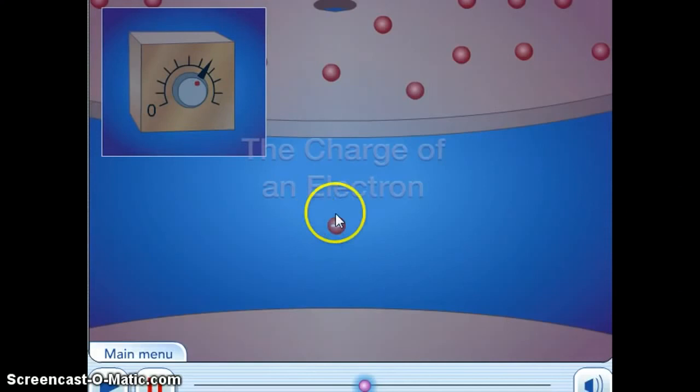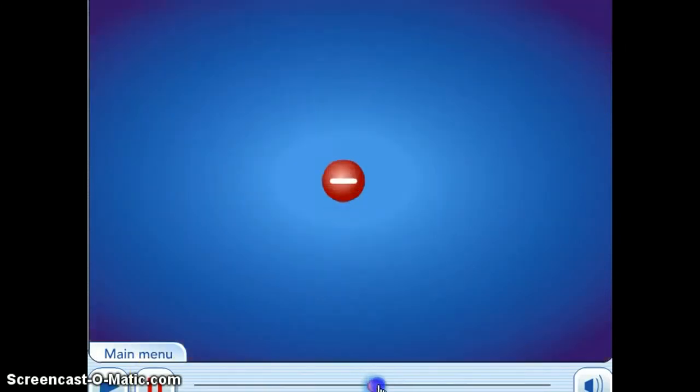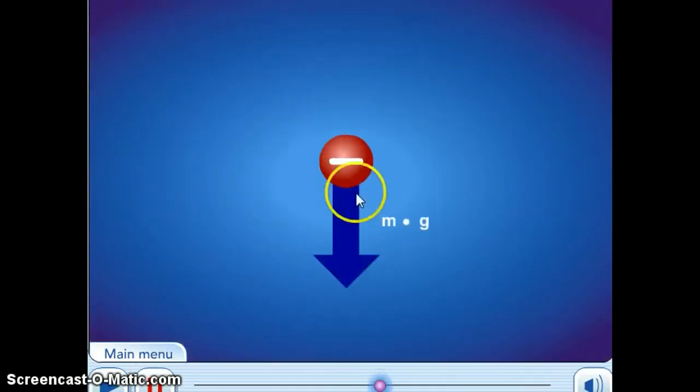When you have that condition, you can then determine how much charge is on the droplet that's suspended. Okay, let me show you how this happens. So the first thing to realize is, what is the force due to gravity? Well, it's just given by this equation, m times g.